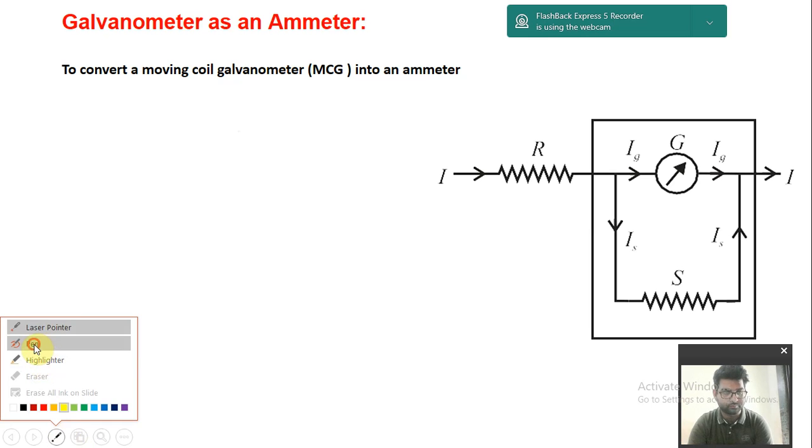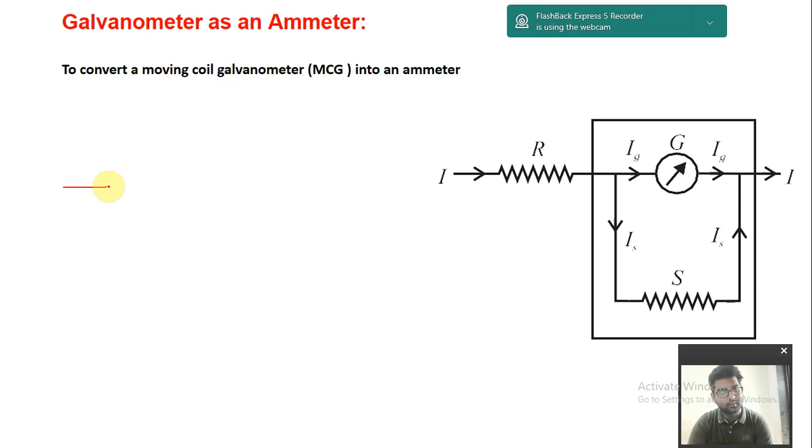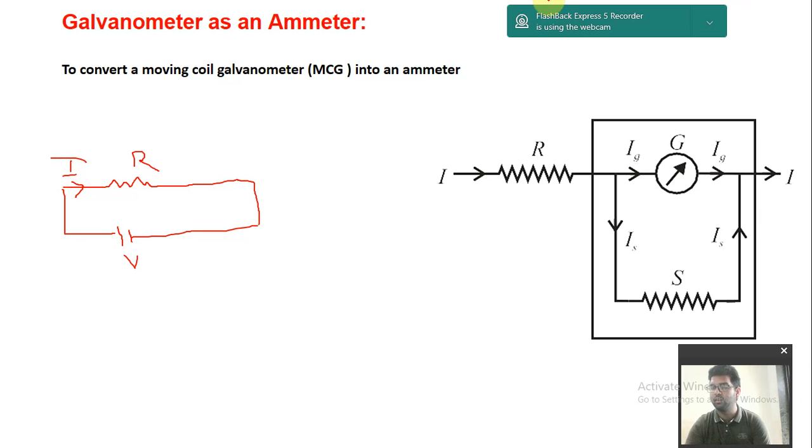See, this is my resistance R connected with an EMF voltage source of V. A current I is flowing in the circuit. If I want to measure the value of I, what is the value of I? I equals V upon R. If I know V and R, I can find out I.